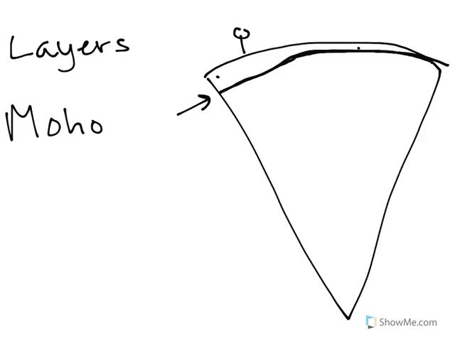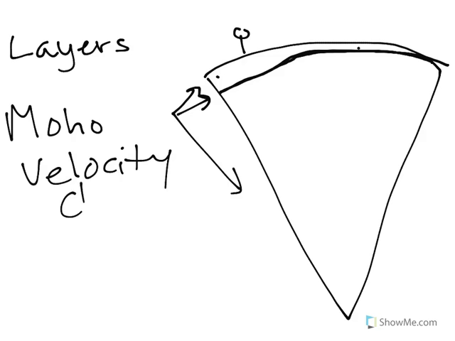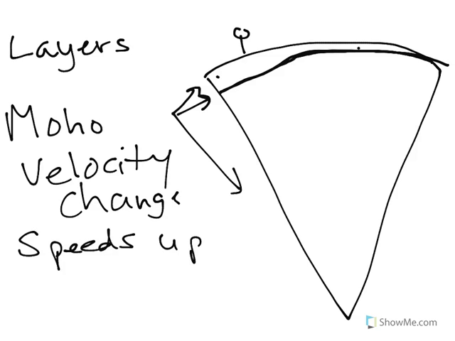What we're going to see here that tells us the difference between the upper crust and everything down below is going to be a velocity change. What we're going to see is that the velocity speeds up as it crosses the Moho. Since it speeds up, that shows us there's a layer difference there. So that's why we define that there.